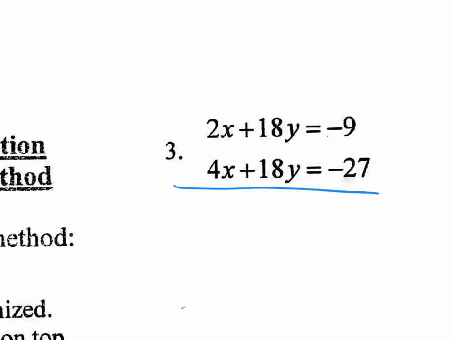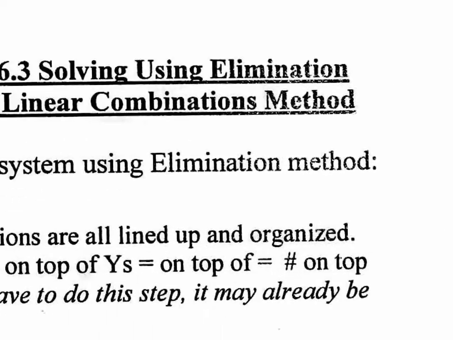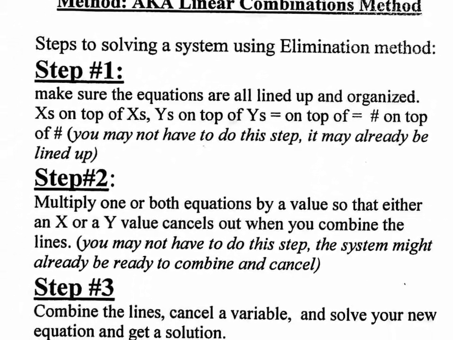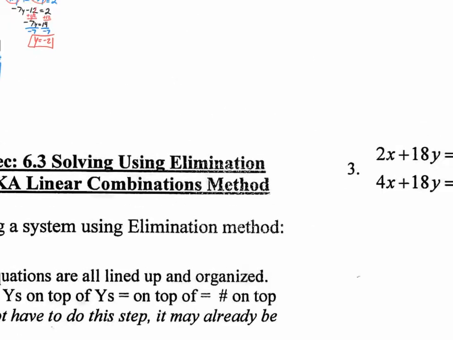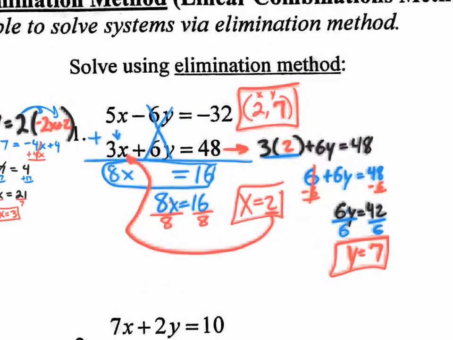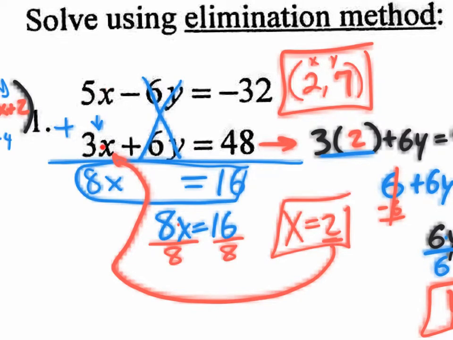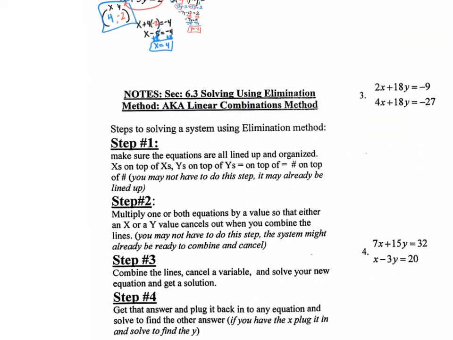Let me erase this. And let's go back to the step-by-step instructions. Okay, step 1. Which, by the way, a lot of times it's done for you. It says make sure the equations are all lined up and organized. What do I mean by that? X is on top of X's, Y is on top of Y's, numbers on top of numbers, equal on top of equal, and so on and so on. So if we go up here to the one we already did, number 1, was it lined up? Yeah. X is on top of X's, Y is on top of Y's, equal on top of equal, number on top of number. Okay.